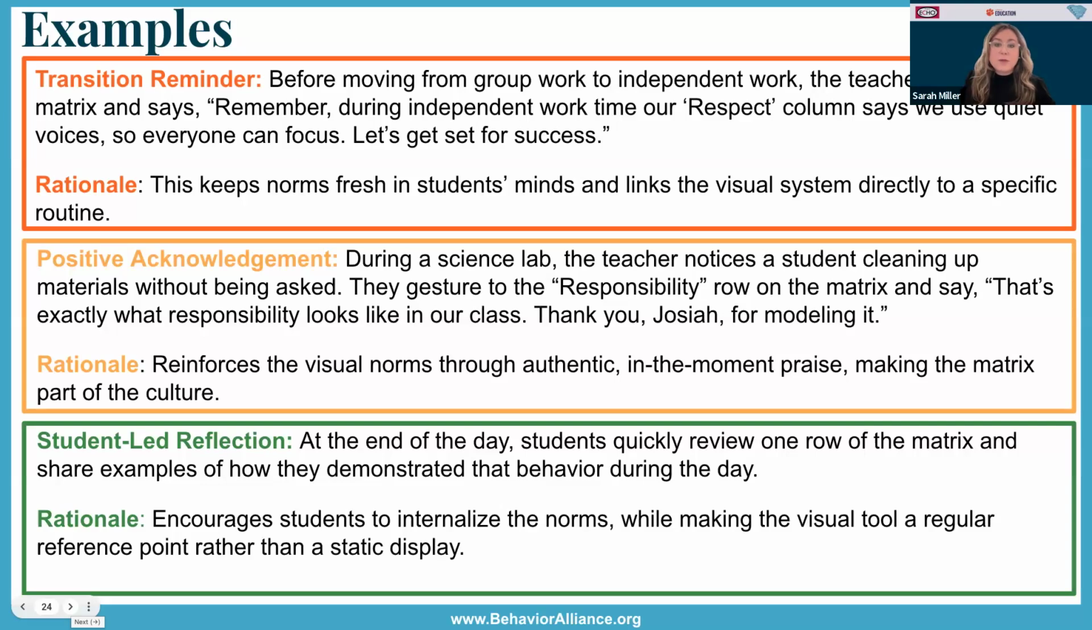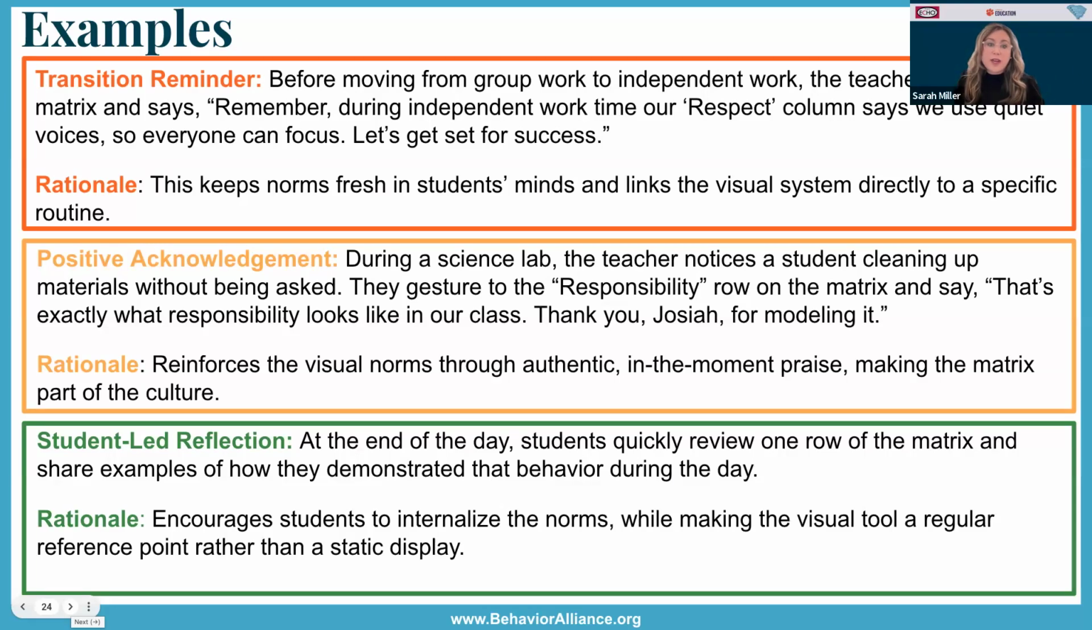With a positive acknowledgement, maybe during a science lab, the teacher notices a student cleaning up materials without being asked, and they gesture to the responsibility row and say, that's exactly what responsibility looks like in our class. Thank you, Josiah, for modeling it. That reinforces those visual norms through authentic in-the-moment praise, making the matrix part of the culture.